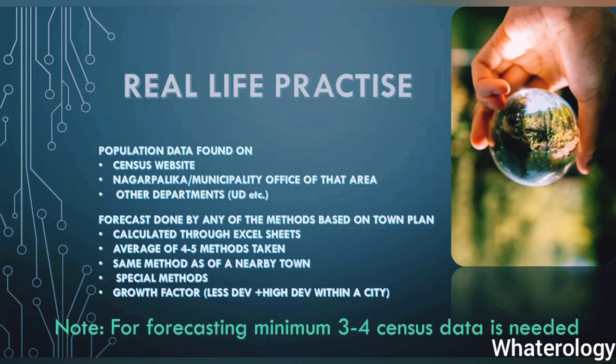In that Excel sheet, various formulas are given for various methods. One more thing I would like to tell you: to project the population data, we need the population for a minimum of 3 censuses, 3 decades, because to interpolate something we need at least 3 values. So minimum 3 years of data is required. Once you put that data in the Excel sheet, it will give you the projected population from various methods for various years, or whatever is your target year.